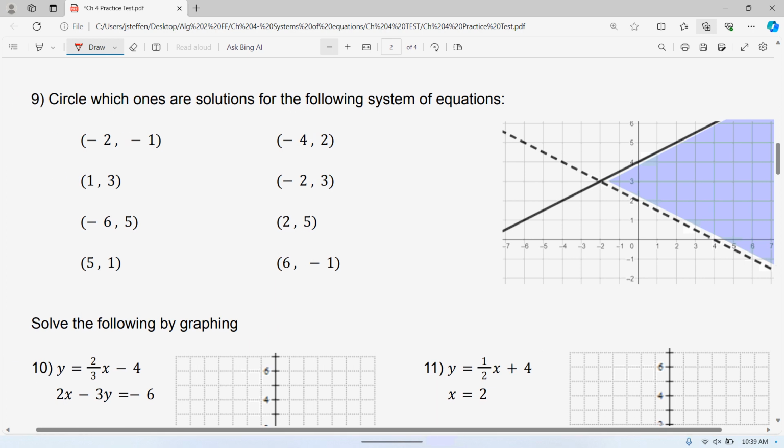Circle which ones are solutions. So all I do is find ordered pairs, and if they're in the shaded region, they are a solution. If they're not, they're not. Now, it does get a little more complicated when they're right on the line, and we'll talk about that. So negative 2, negative 1 would be right here.